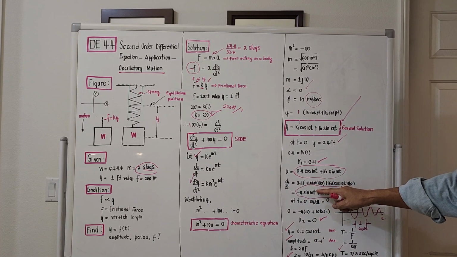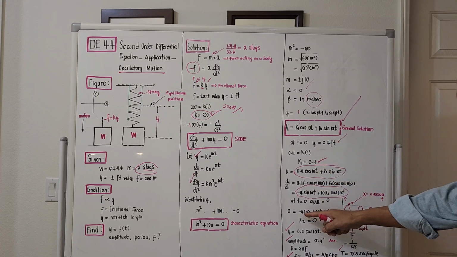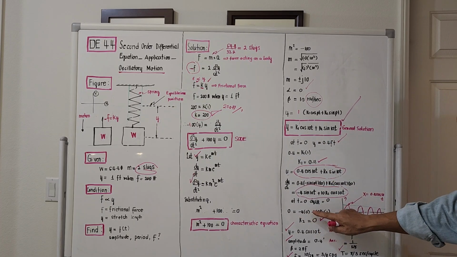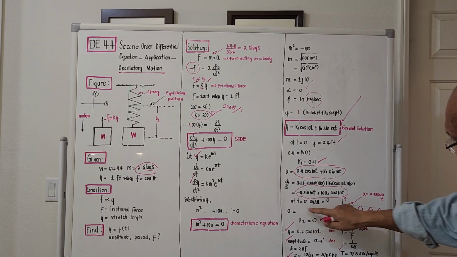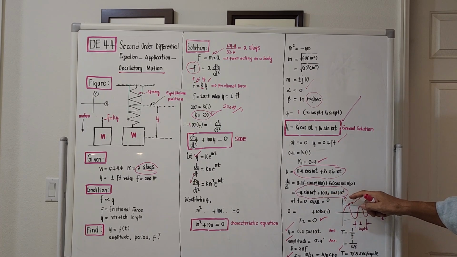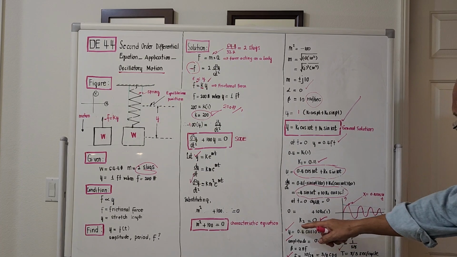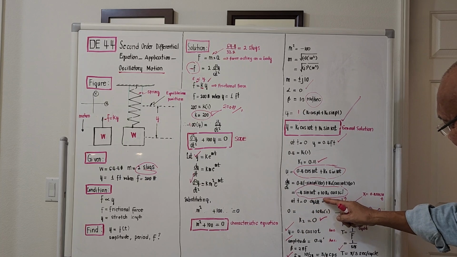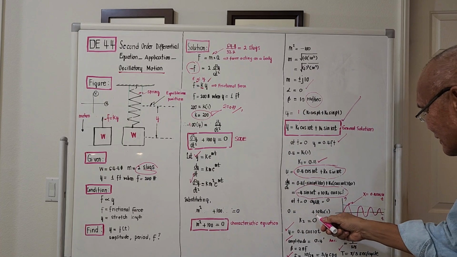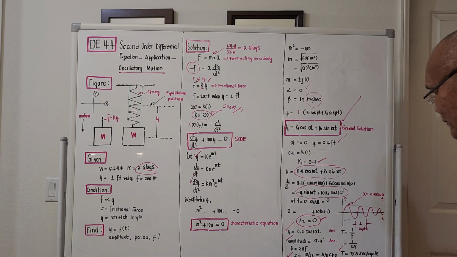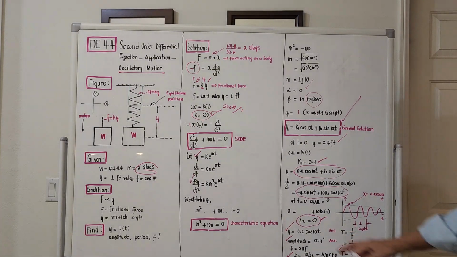10 times 0 will be 0. Sine of 0 will be 0. So this is negative 4 times 0, so actually the first part is gone. Plus 10k2. At time t equal to 0, 10 times 0 is actually 0. The cosine of 0 is actually 1. So this is 10k2 times 1. Right? So k2 now will be 0 over 10, or k2 is just 0, because the left hand side is 0, right? So 0 divided by 10, k2 will be 0.